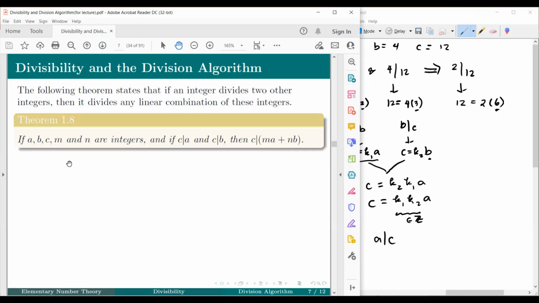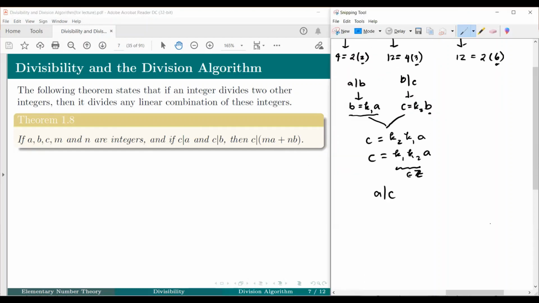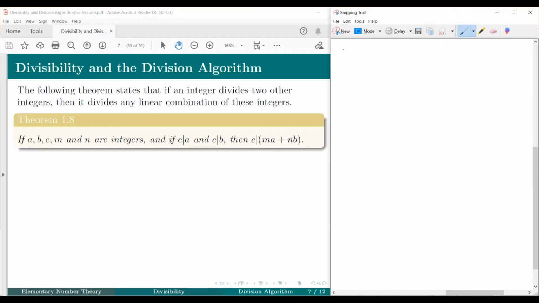If A, B, C, and M are integers, and C divides A and C divides B, then C divides the linear combination of these integers. So we have here the sum of MA and NB. Let me have an example for this before we prove this theorem. For example, let A be equal to 4, B equal to 8, and C equal to 2.